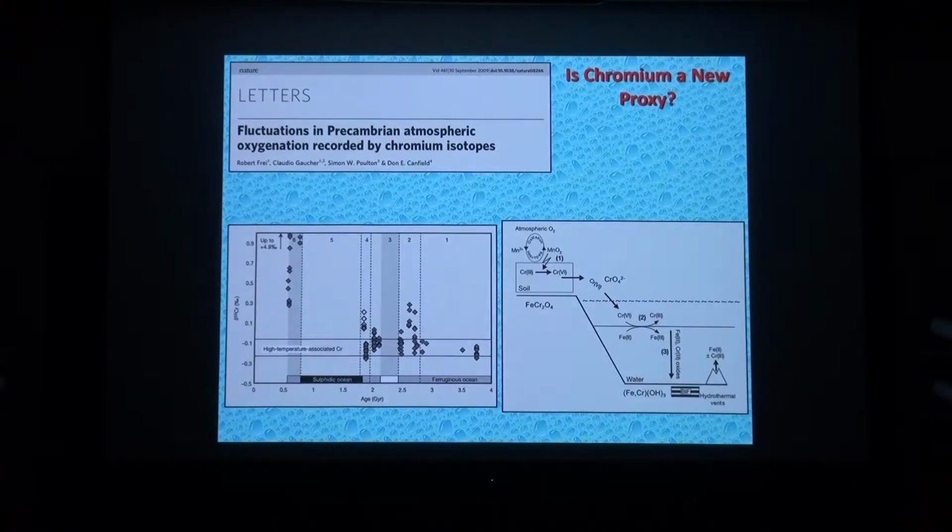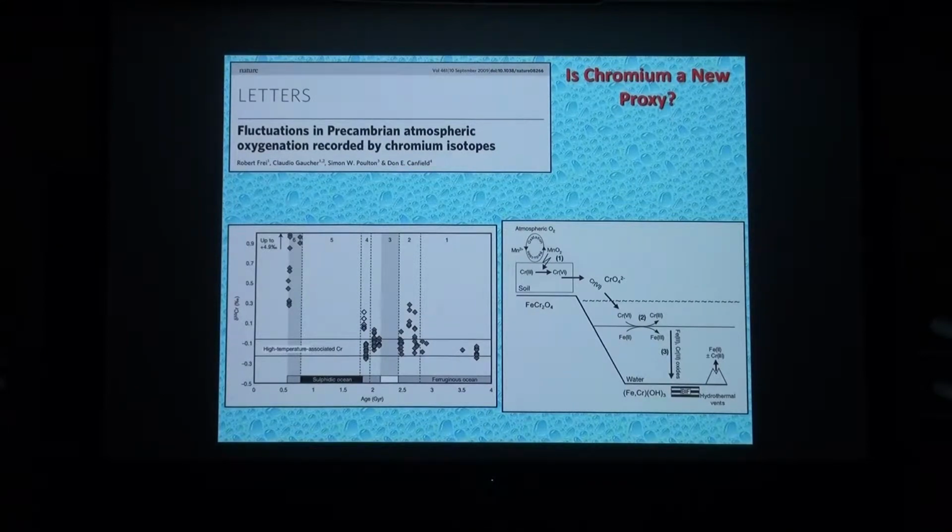So I just want to quickly talk about the chromium record. So this is a paper that came out in 2009 by Robert Frei, where they looked at the chromium isotopes in banded iron formations through time. And essentially, you see, this is the crustal isotopic value. Anything above this line is a positive fractionation. And the positive fractionation was used to infer O2. And here's how the story goes.